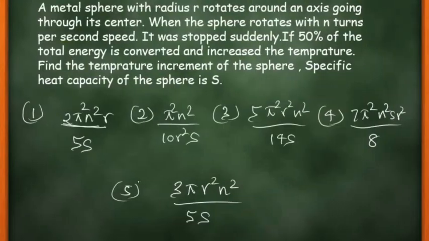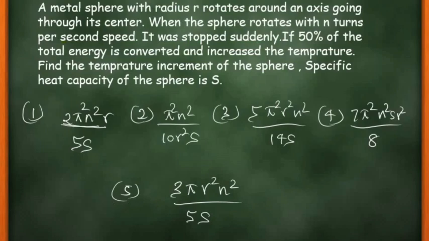Alright, let's get into the question. A metal sphere with radius r rotates around an axis going through its center. When the sphere rotates with n turns per second speed, it is stopped suddenly. If 50% of the total energy is converted and increases the temperature, find the temperature increment of the sphere. The specific heat capacity of the sphere is S. Right. Let's get into the question.